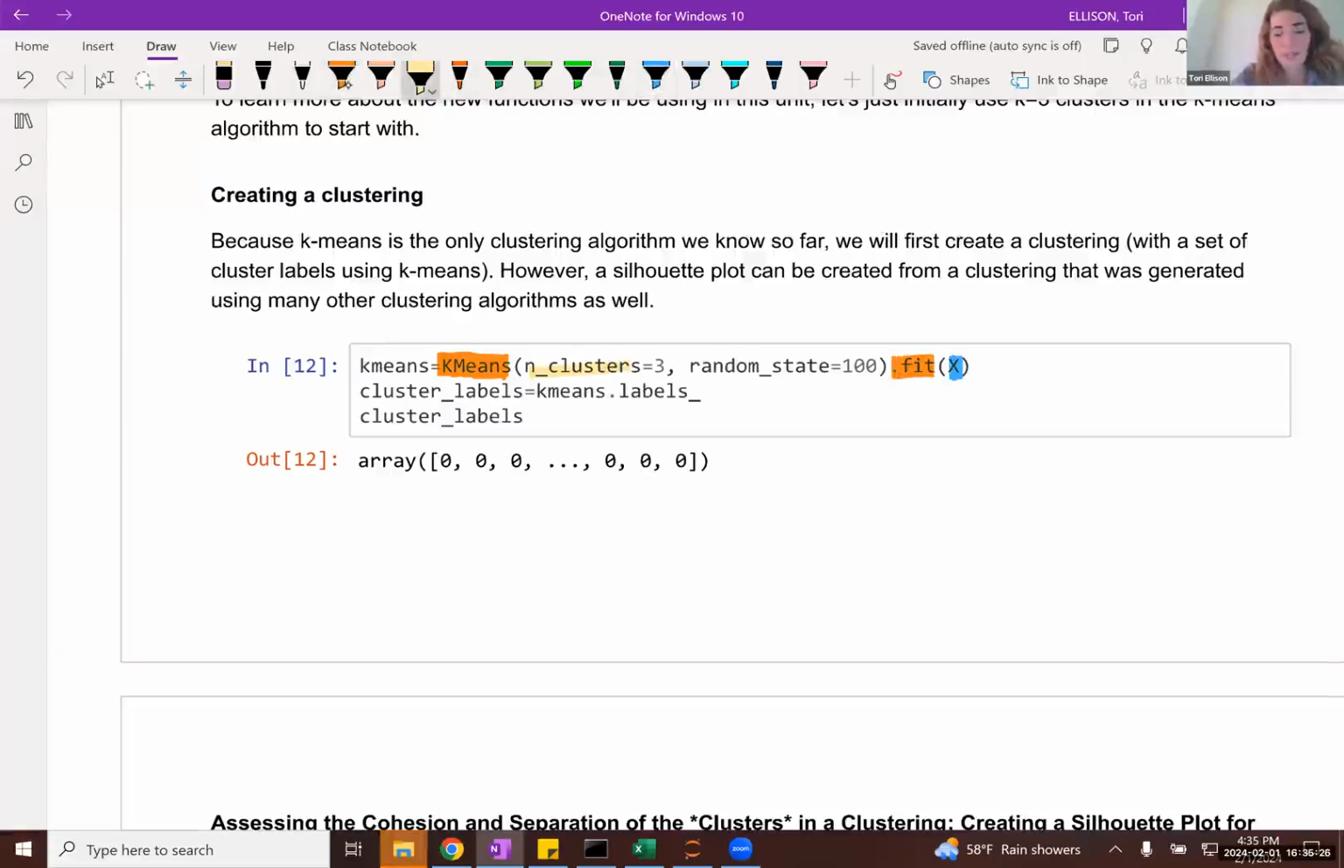We're going to set a random state for reproducibility. And again, this creates my k-means function. And I'm going to extract my corresponding cluster labels for each of the observations in the data set. And this gives me my set of cluster labels.